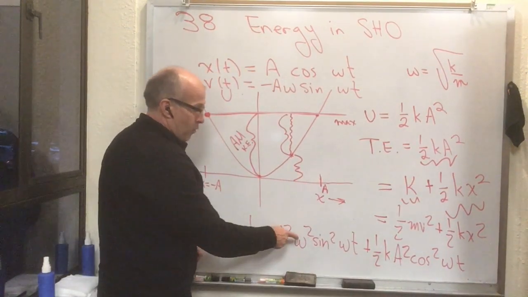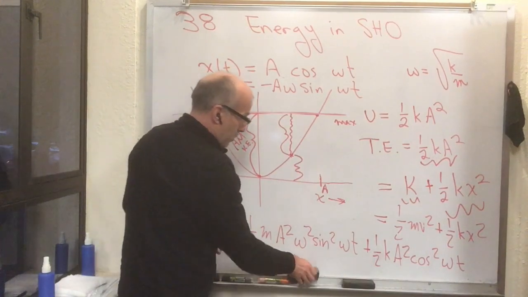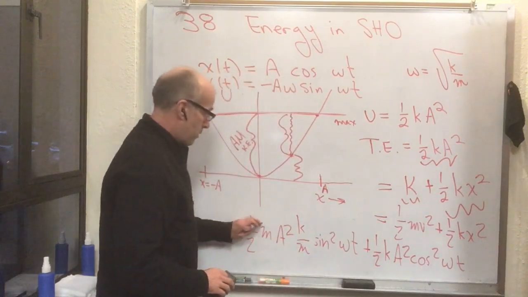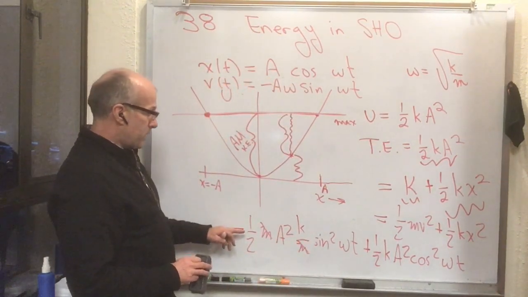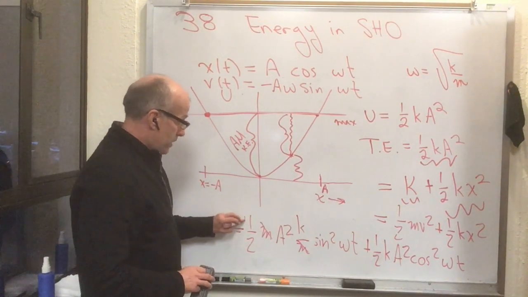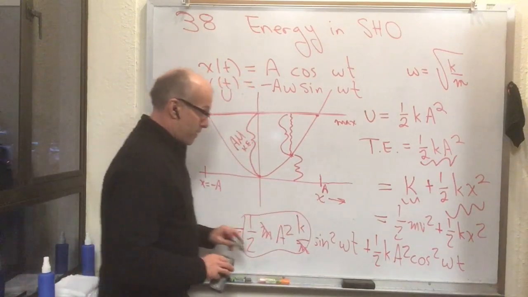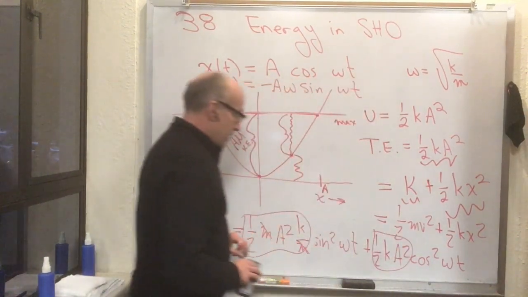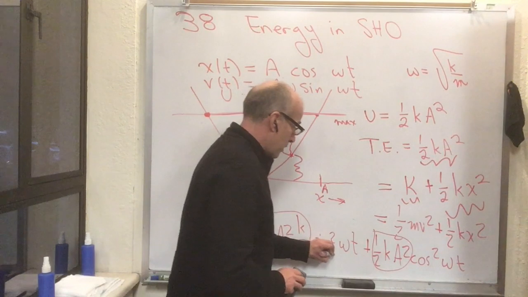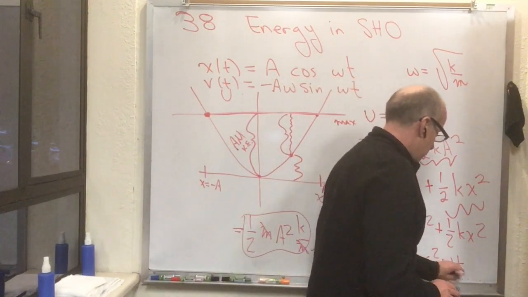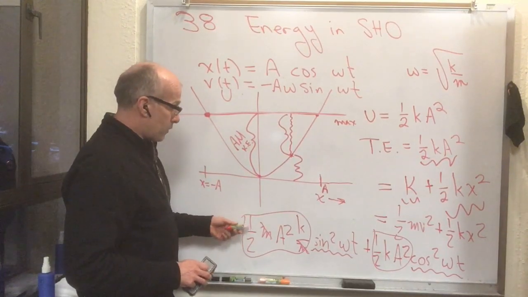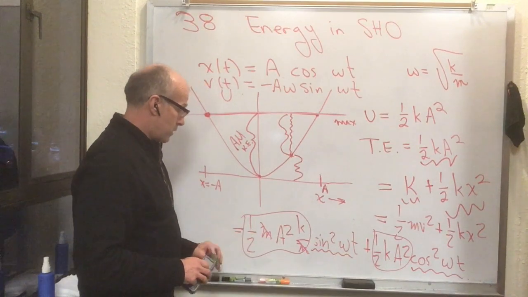Now we use, though, that omega is the square root of k over m. So the omega squared is k over m. And those m's now cancel. So both of these terms have a 1/2 kA squared in them. Ba-boom and ba-boom. And look, if I factor out that common kA squared, look what I'm left with: sine squared omega t and cos squared omega t. Sine squared plus cos squared omega t is 1. So I'm left with 1/2 kA squared times 1.